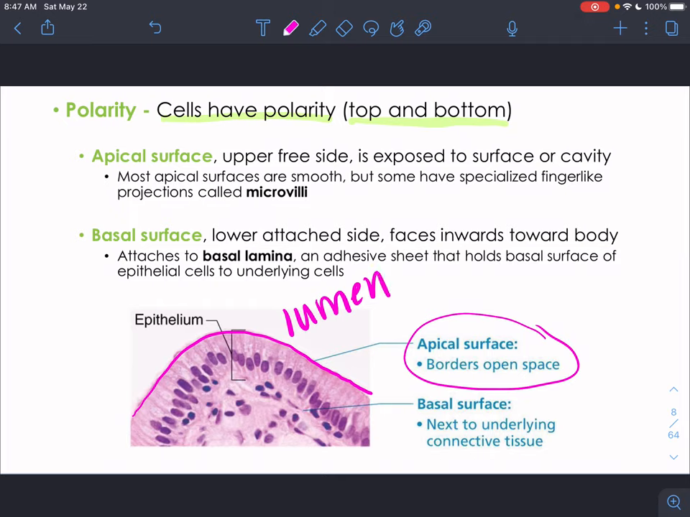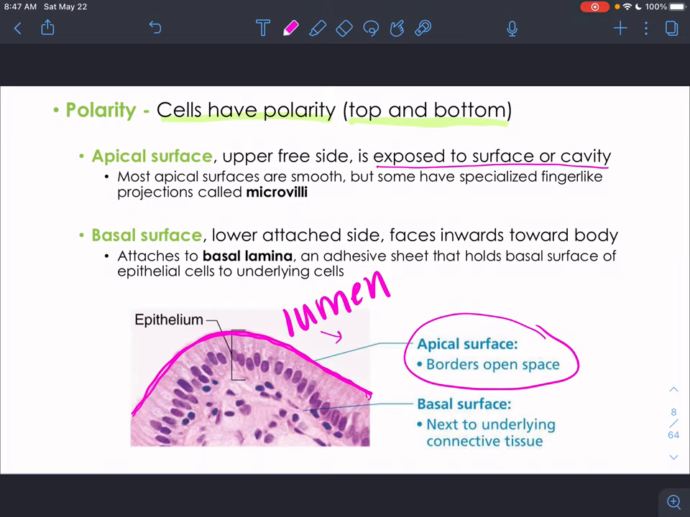Anytime you see an image of tissue with a big white space and then a layer of cells touching it, that tells you right there that that's your lumen. If this is the digestive tract, this is where digestive fluids would be flowing through. If this were your trachea, that's where air would be flowing through. The lumen is where the substances on the surface are going to be flowing. The apical surface is the layer of the epithelial tissue that is exposed to the surface or the cavity.